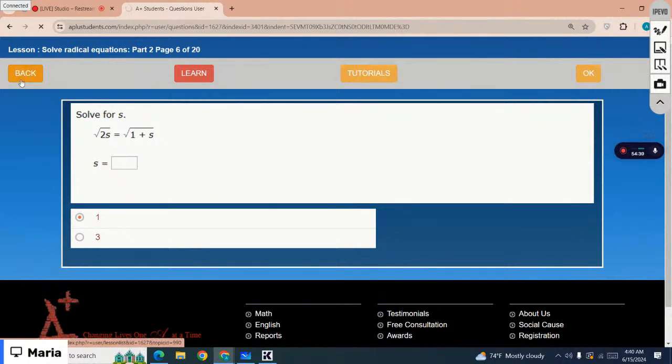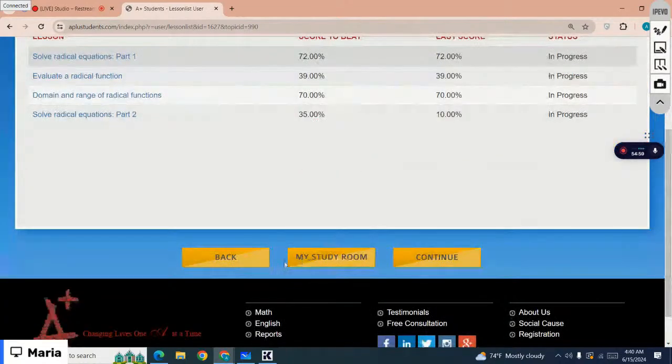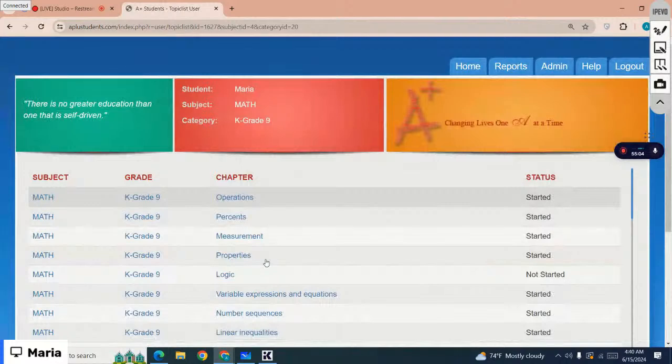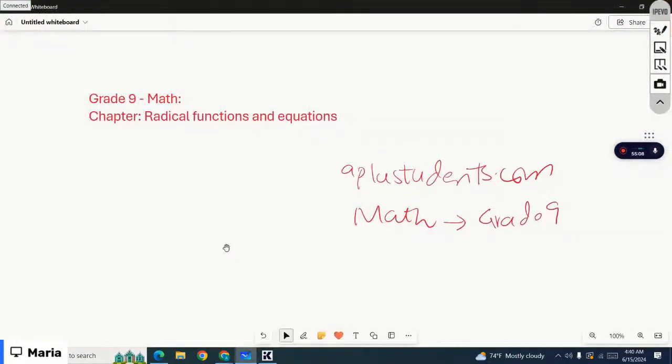So we were working on grade 9 math, radical functions and equations. The lessons we have covered today are solve radical equations part 1, evaluate a radical function, domain and range of radical functions, and solve radical equations part 2. So please make sure before the next session you complete all the practice questions for the lesson. That is your homework until next session.